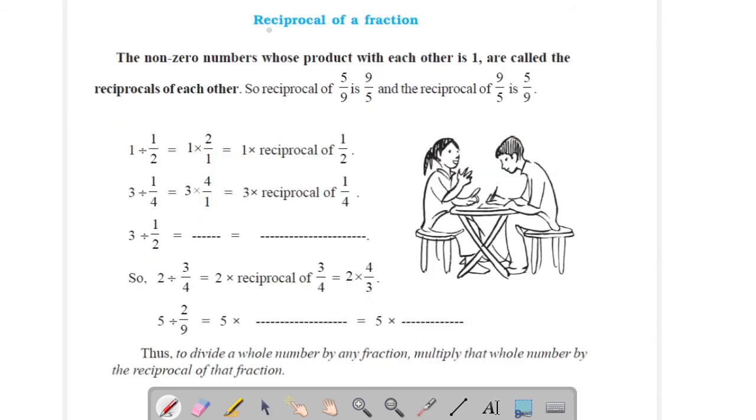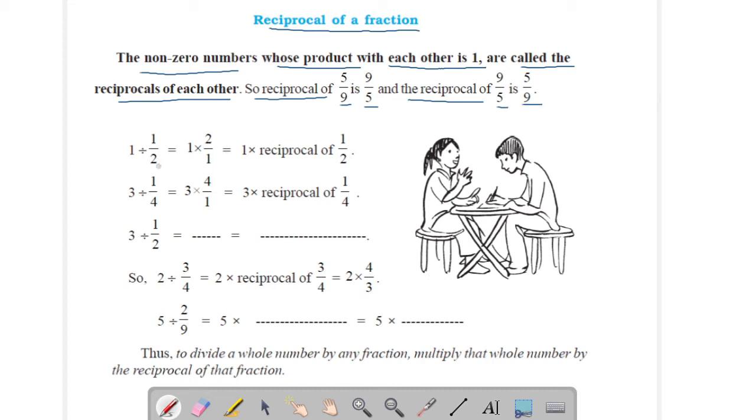Now, the reciprocal of a fraction. The non-zero numbers whose product with each other is 1 are called the reciprocals of each other. So the reciprocal of 5 upon 9 is 9 upon 5, and the reciprocal of 9 upon 5 is 5 upon 9.